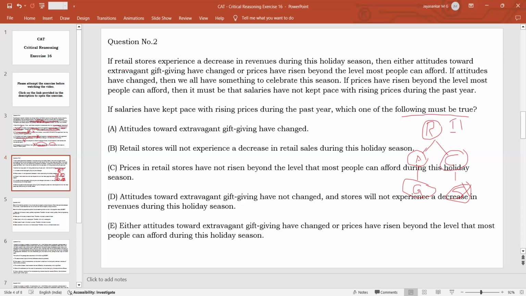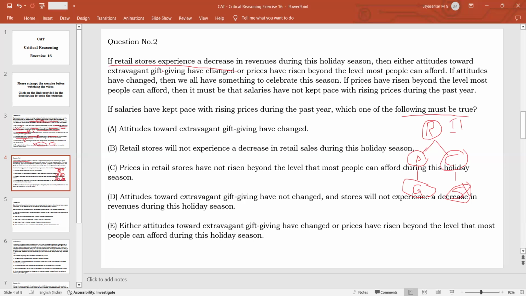So that is what we have to see. If retail stores experience a revenue decrease, the passage is not saying that the retail stores are experiencing a decrease in revenue. It is not giving that as a definite fact. If the statement had been that retail stores are experiencing a decrease in revenue, then we know that retail stores are definitely reducing revenue, but people are having enough money in their pockets. Then we can say that people having enough money in their pockets, still sales is coming down, means the attitude has changed. So in such a case, A should have been correct, but this is given as a condition.